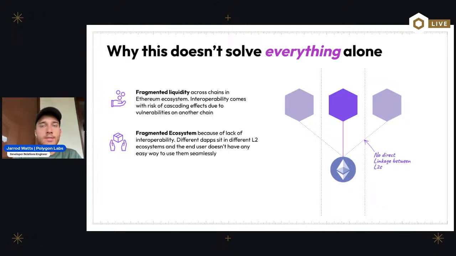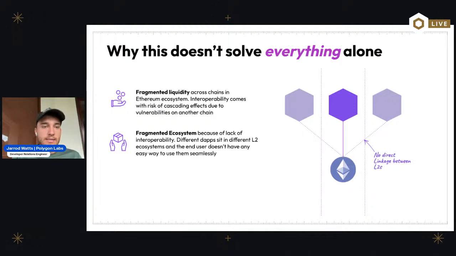But how does this solve anything, right? If everyone ends up with a chain that can't communicate with each other, this doesn't really address any of the issues that we've seen today. And this is a lot for the Chainlink fans in the chat, right? This is a lot of the work that Chainlink has been working on as well.